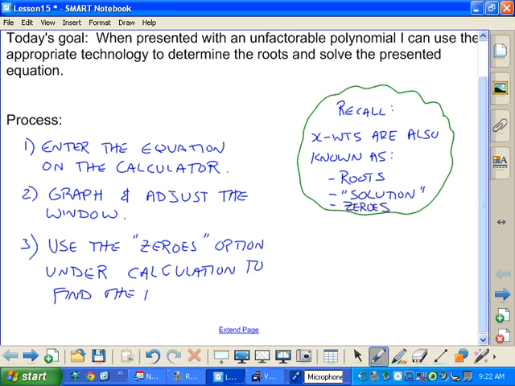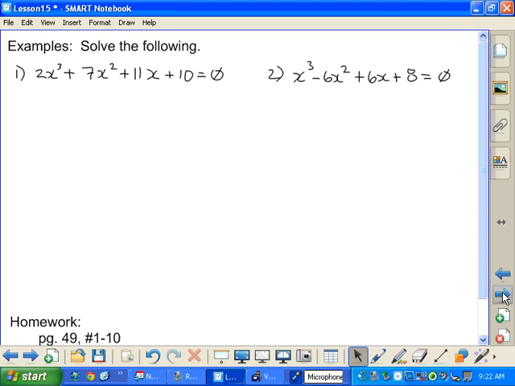Now this is going to take practice. You're going to need to know how to use the calculator for a test and the exam, and we're going to be using the calculator extensively in the units coming up, so you might as well get comfortable with it. So I have two examples on the next page here, and I'll take you through step by step. Both are cubics. You might have a quartic to solve, and with a graphing calculator, it's not as difficult as it was with the factoring.